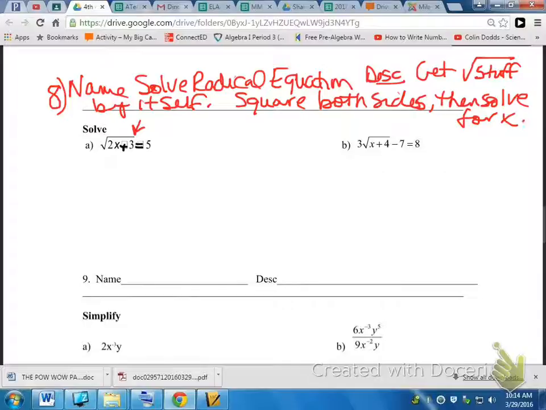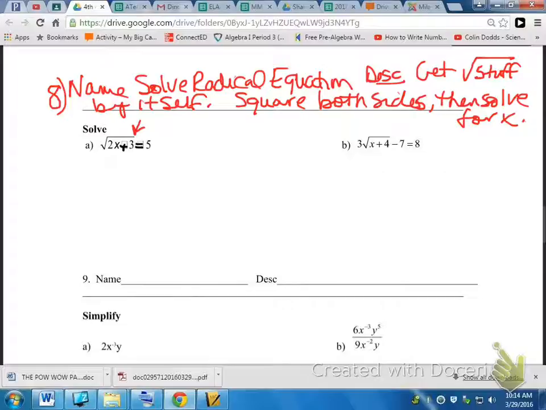So you know how last quarter we took the problems and we got the x squared thing by itself and then we square rooted both sides? This is going to be just the opposite. We're squaring both sides. So remember, square root and squaring are exact opposites.